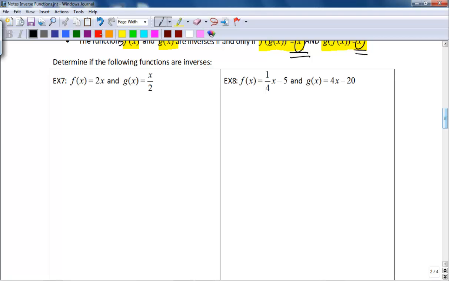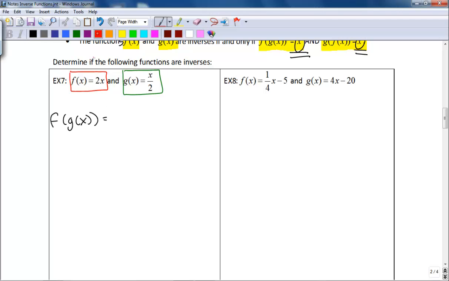I'm given that f of x is equal to 2x and that g of x is equal to x over 2. Let's determine if these functions are inverses of each other. To do that, I need to first find f of g of x. If the answer to this is x, then I find g of f of x. If both of those are x's, then we're inverses of each other. So let's go ahead and start.